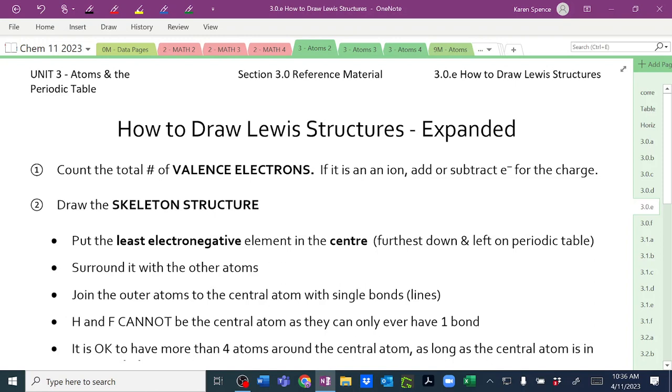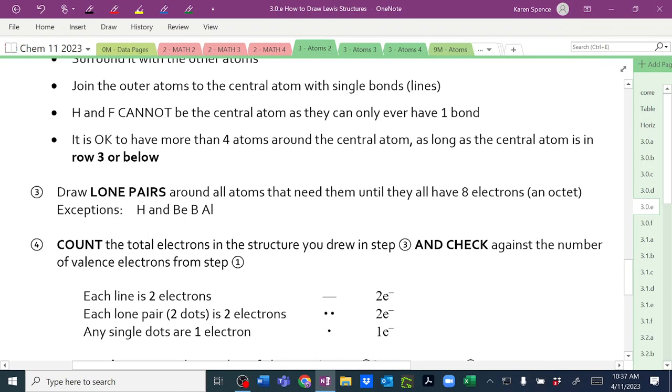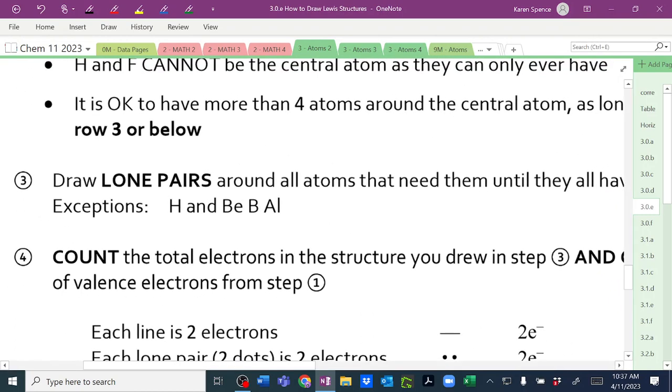Then we draw the skeleton structure, which is basically you just put the central atom in the middle and you stick the other atoms around it. So that's drawing the skeleton structure. Draw lone pairs around all the atoms that need them. That means that everybody needs to have how many electrons? Tell your partner, how many electrons does everybody need? How many? 8, except for hydrogen, which only needs 2.